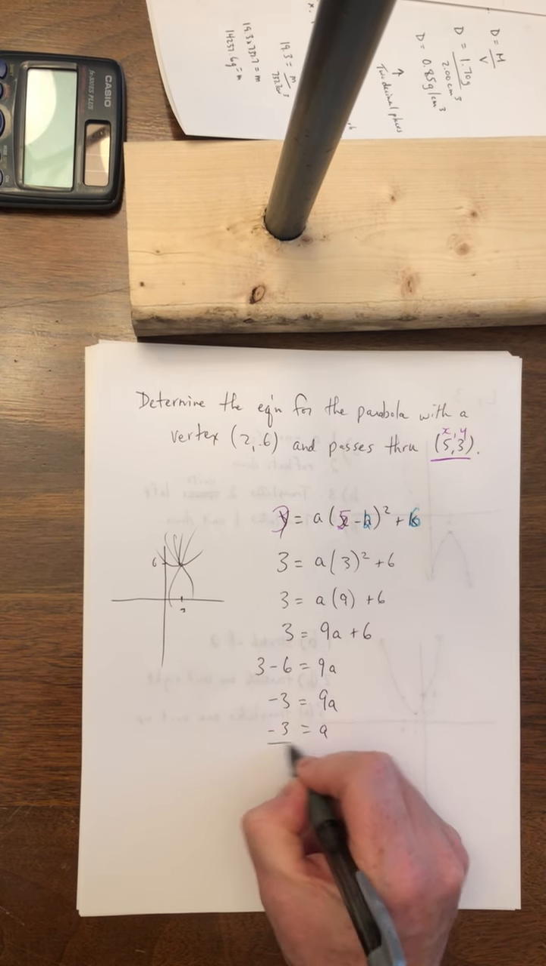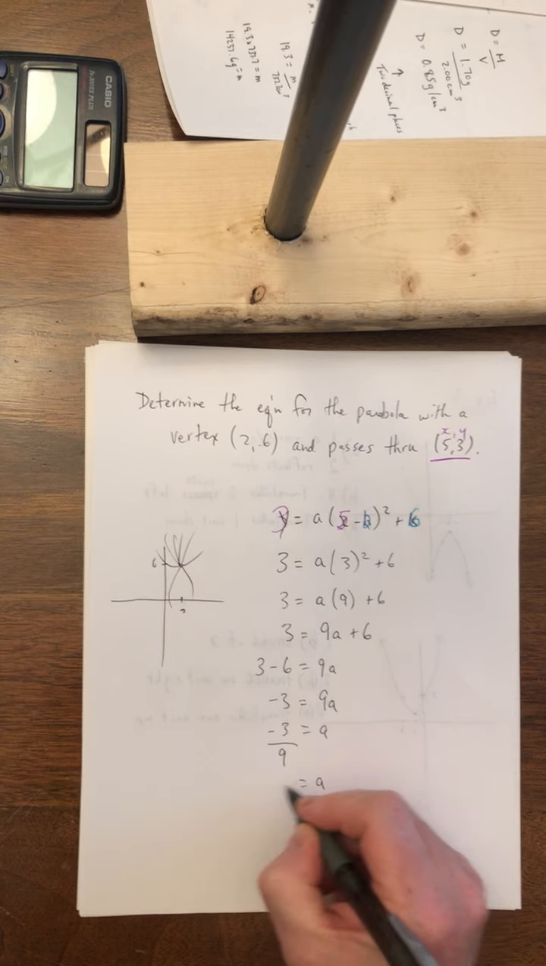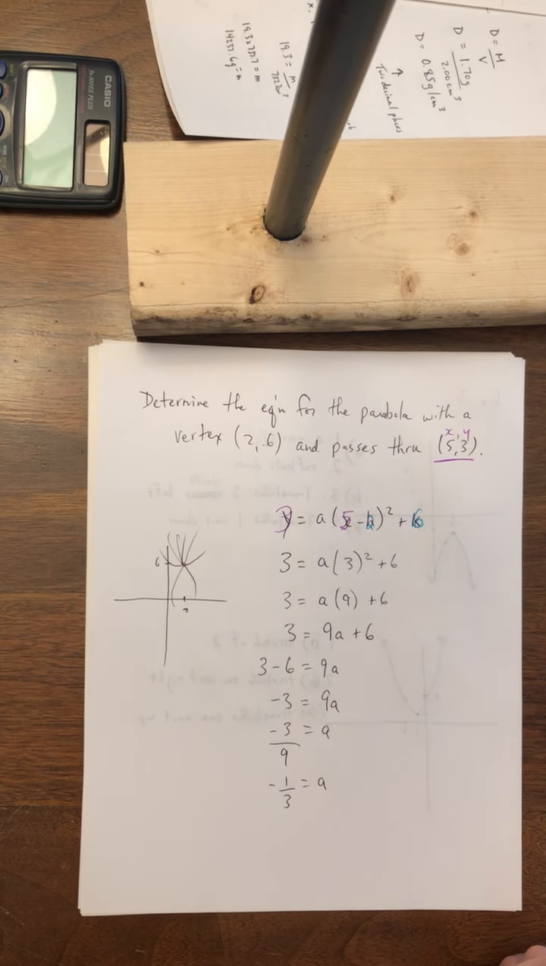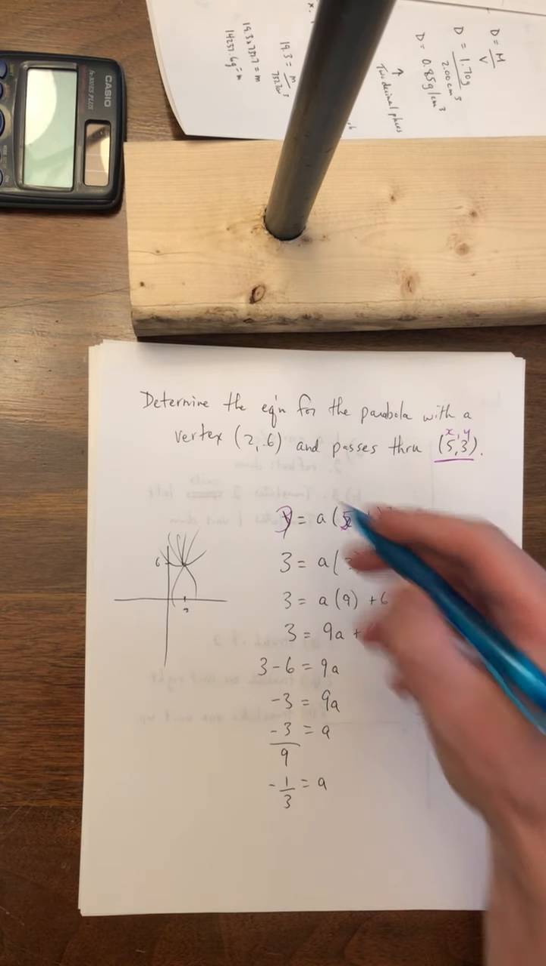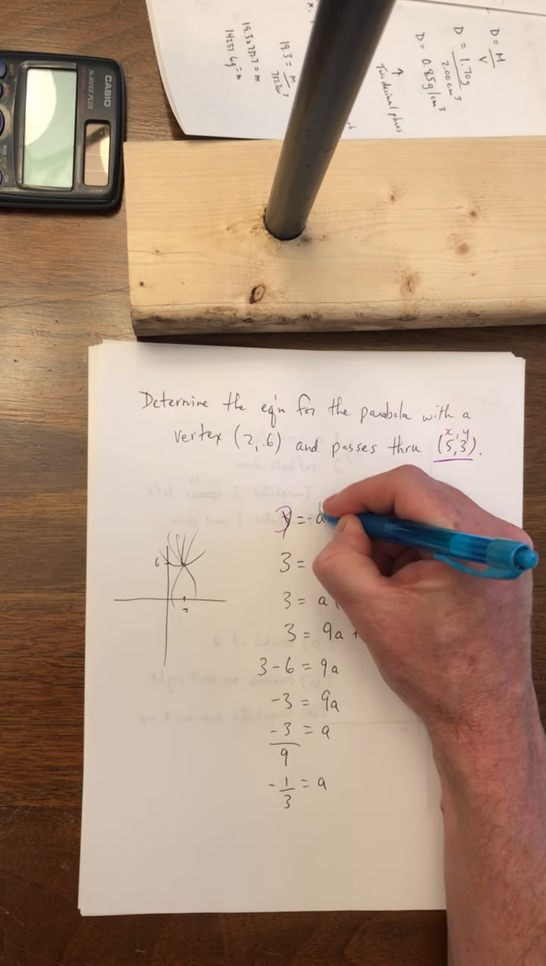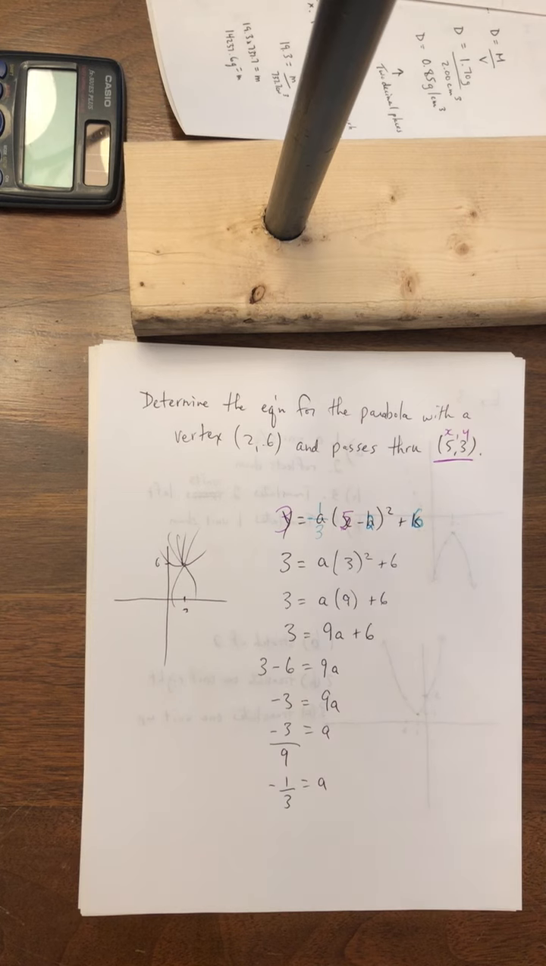A would be negative 3 over 9. A is negative 1/3 in lowest terms. So that tells us that our A is negative 1/3. It has a compression value of 1/3, and we're opening downwards.